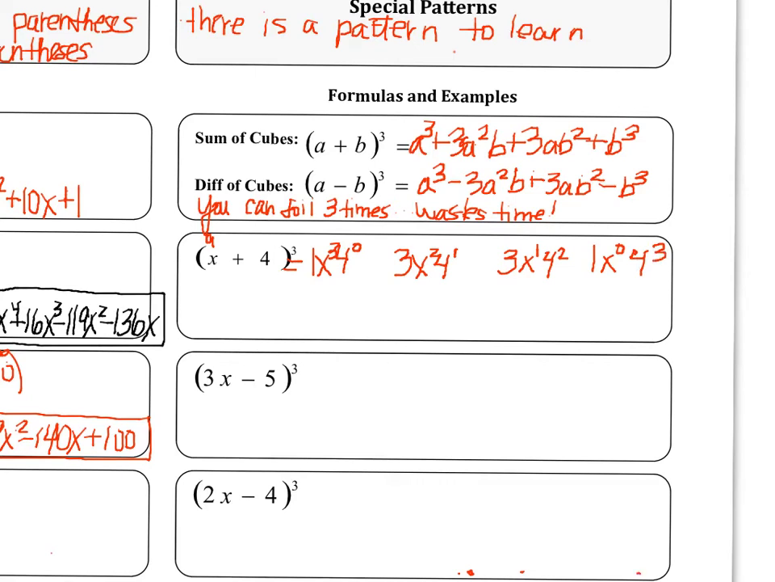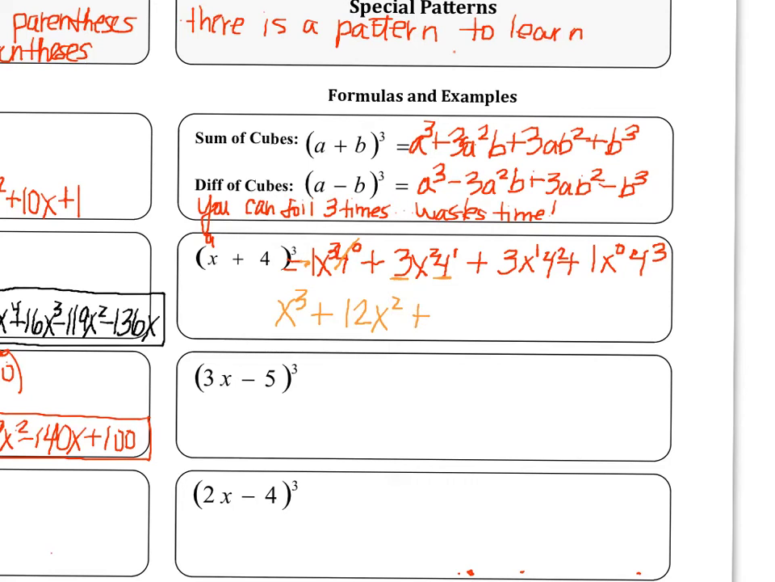And I've got a plus sign separating each of my 4 terms. Now I want to simplify this. I've got that 1, it goes away. 4 to the 0th is just 1. So really I've got x to the third as my first term. Plus, here I've got 3 times 4 to the first is 4. 3 times 4 is 12, x squared.